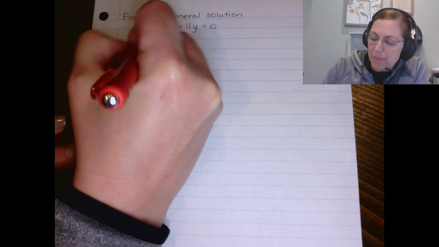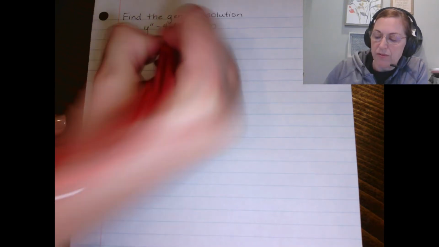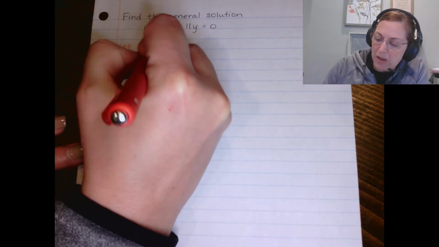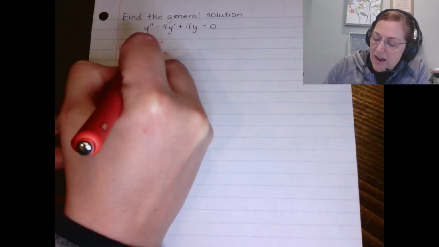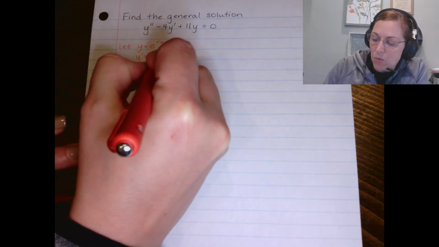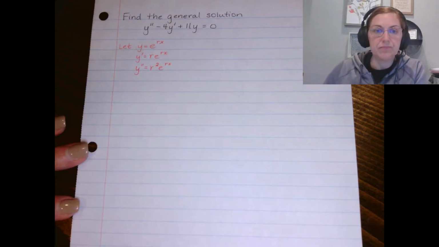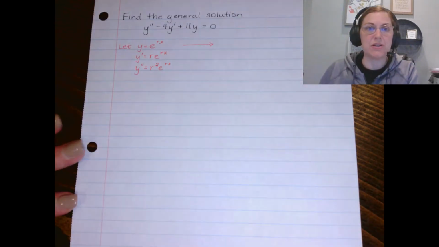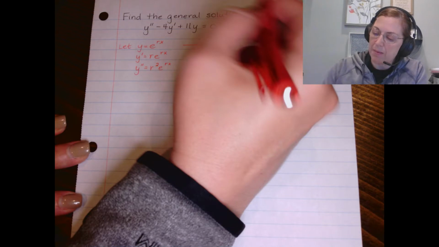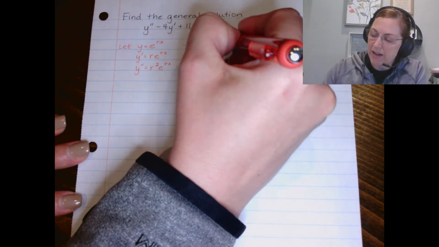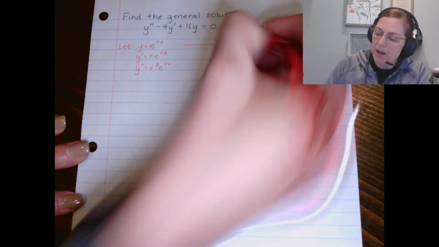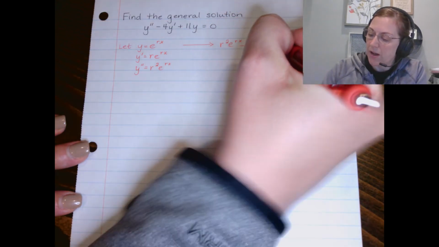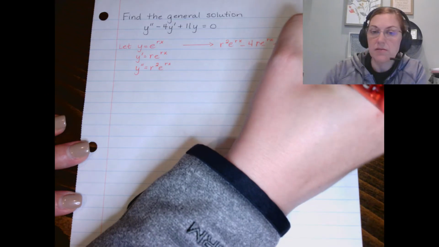We're going to use the properties of e to the x and its derivative. So I'm going to let y be e to the rx. That means that y prime will be r e to the rx, and y double prime will be r squared e to the rx. Now, let's make those substitutions in our equation. In place of y double prime, I'm going to put r squared e to the rx. In place of y prime, I'm going to put r e to the rx. And in place of y, I'll put e to the rx.